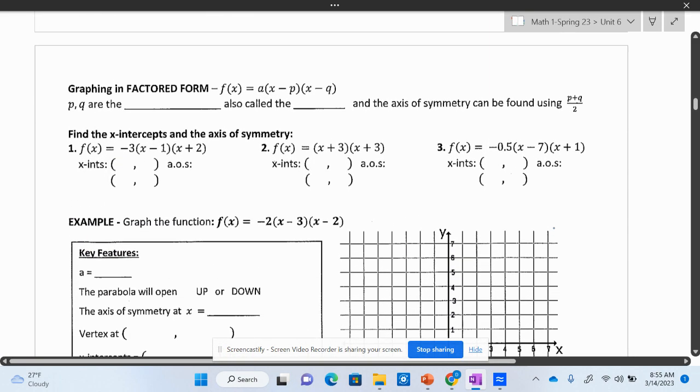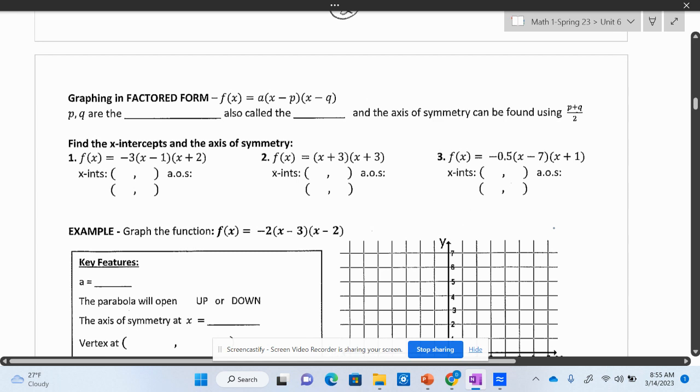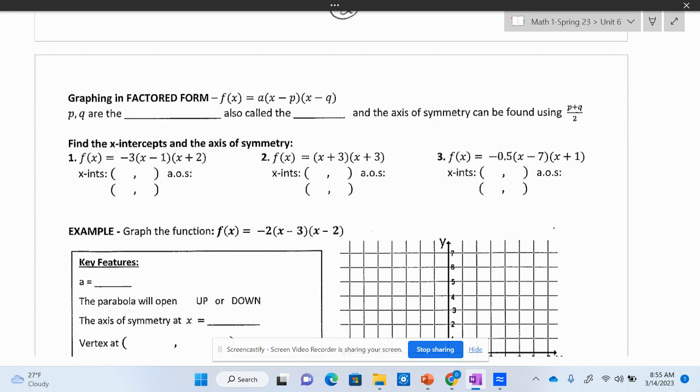All right, so this one is going to be written in factored form. The cool thing about this is it tells us our two solutions, and we can find the axis of symmetry when it's in factored form just by finding the average between the points. First of all, let's talk about this. It's written in factored form. Do you guys remember what p and q represent? Think about when we wrote factors. What are these two numbers?